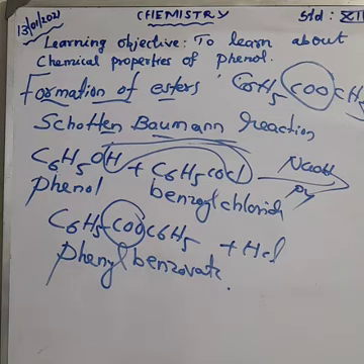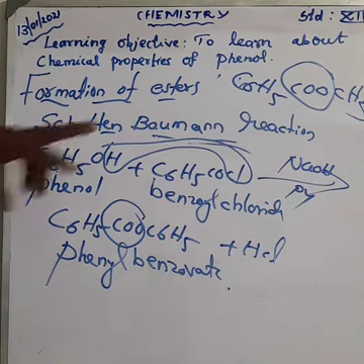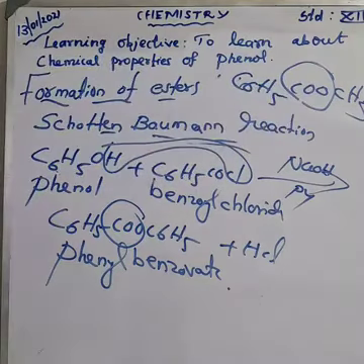Anyhow, the next one is about the formation of ether. Here ester means COO is an ester. Ether means simply we have to write O. The functional group is O for ether and COO for ester. Don't forget that.